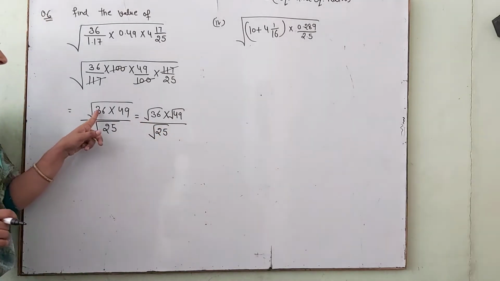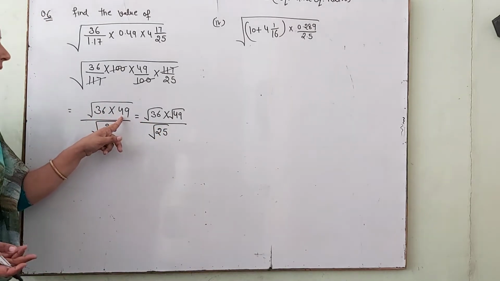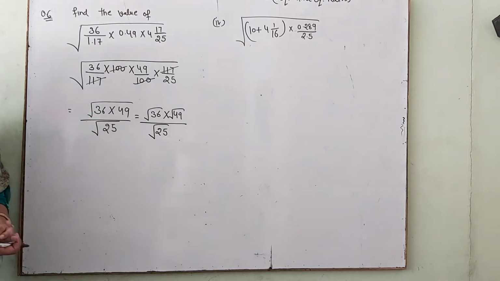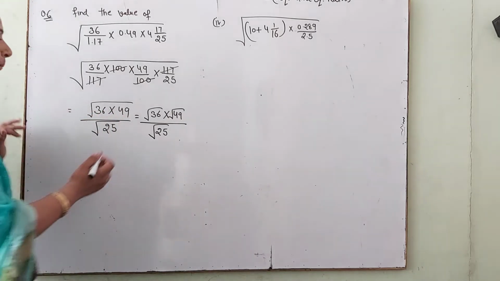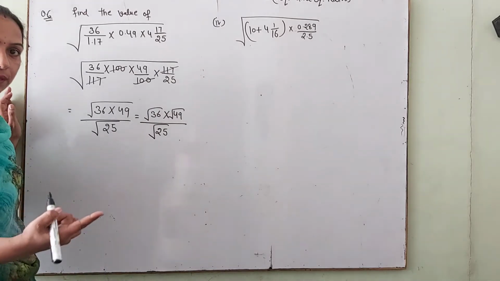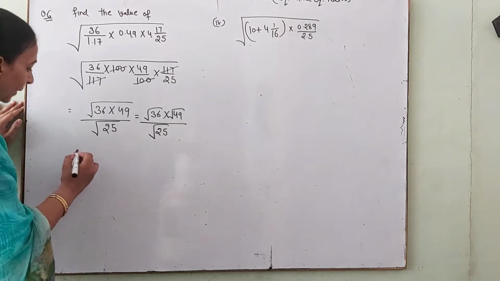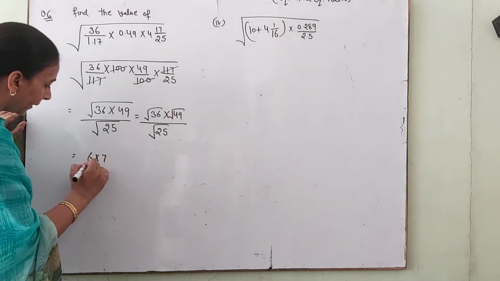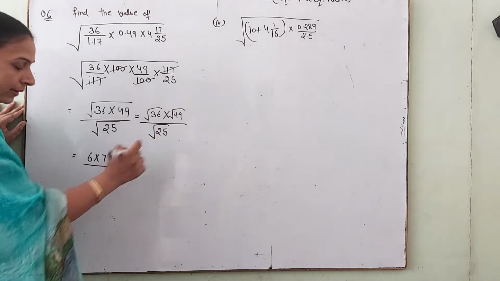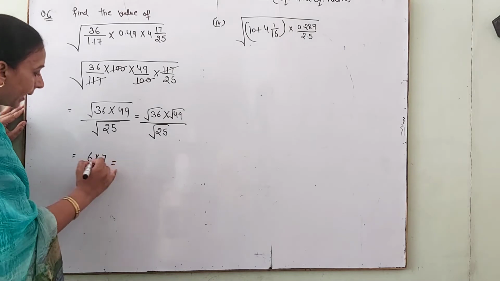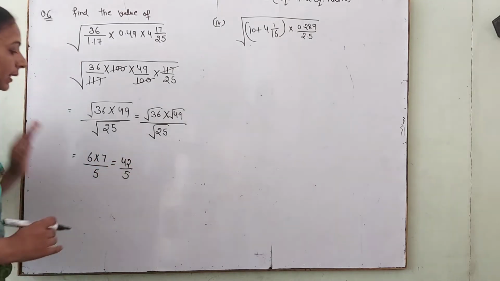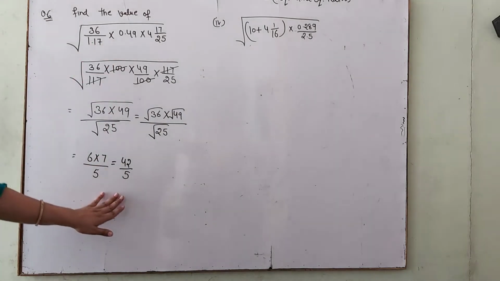If you want multiply 4, then you take. Otherwise we know root of 36 and we know root of 49. So this is easy. Root of 36, we know that root of 36 is 6. This equal to 6, and root of 49 is 7, and root of 25 that is 5. 7 6 are 42, 42 by 5. This is the square root of and it's complete.